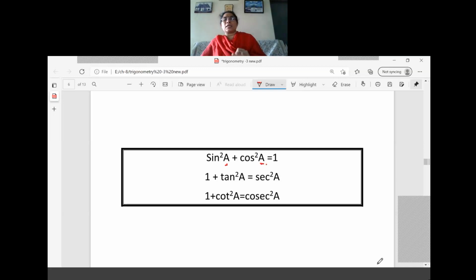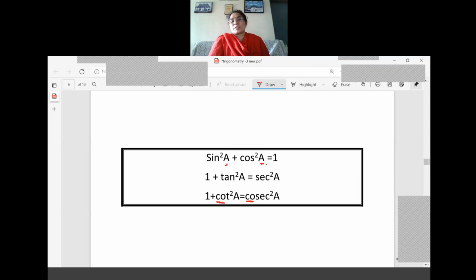Usually the children do the first identity very easily. Sine square and cos square a, very easily they will write. The problem comes with the second only. You can see 1 plus cot square a. So you can remember that CO is the relation here. Here also CO is coming. So in that way, we can learn the third one first, then the second naturally will come to you. So 1 plus cot square a equal to cosec square a.